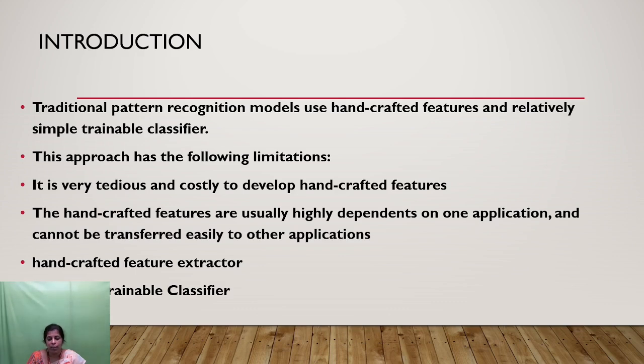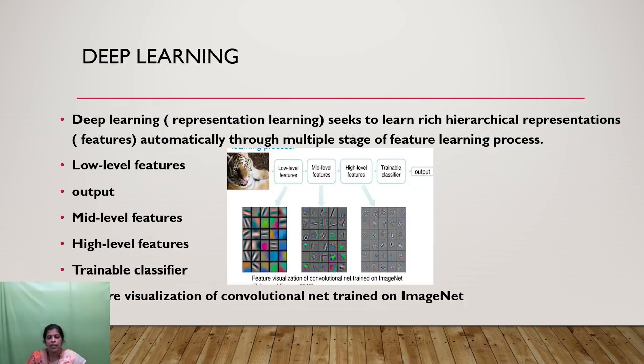Coming to deep learning, it is a subset of machine learning, and it seeks to learn the hierarchical representations present in the data and extracts them automatically through multiple stages of feature learning. The hidden features are automatically extracted and passed on to these multiple stages. Mostly it consists of low-level features, mid-level, high-level features, and a trainable classifier.